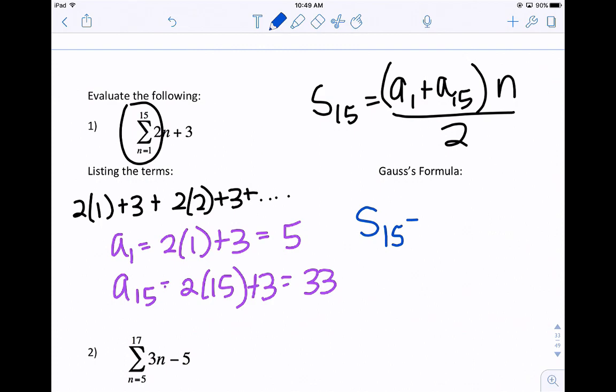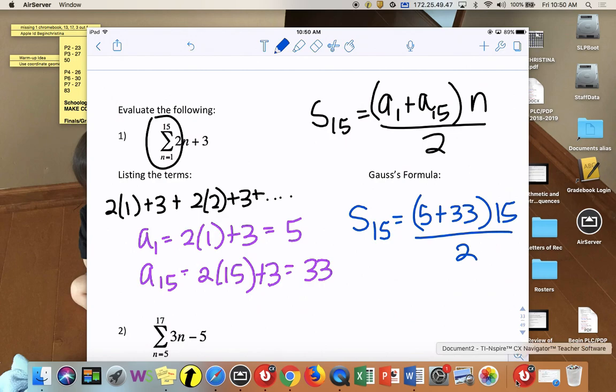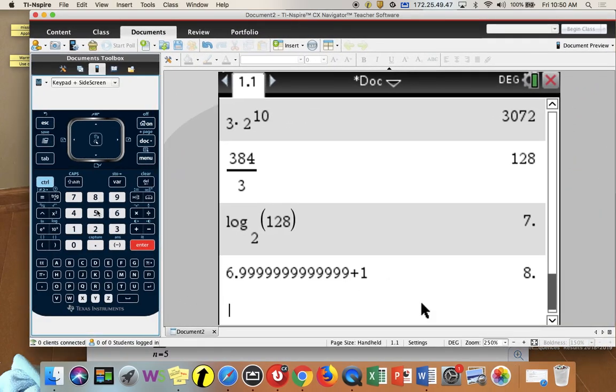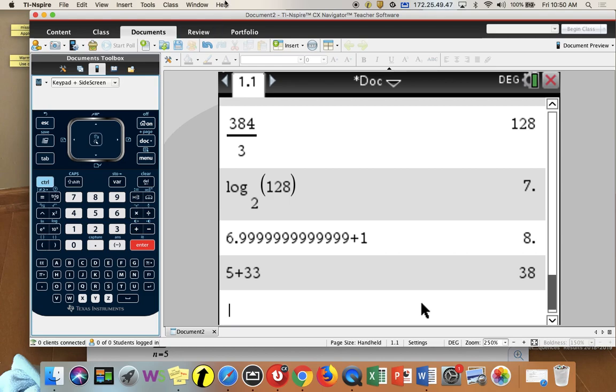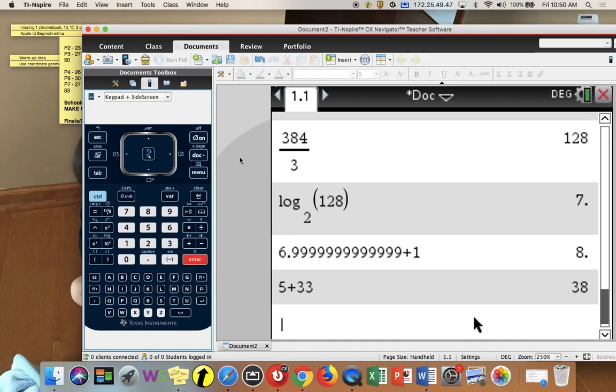The sum of the first 15 terms is 5 plus 33 times 15. There's 15 terms we want the sum of. Divide by 2. Enter that in your calculator. Make sure you hit enter before you divide by 2. So we have 5 plus 33. I hit enter there. And then times 15.